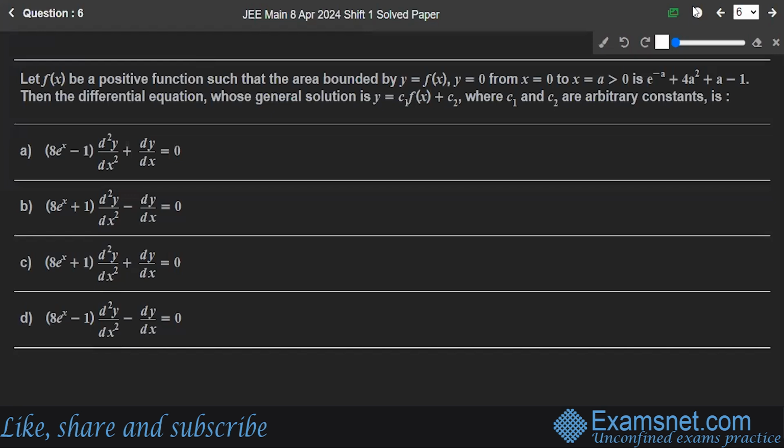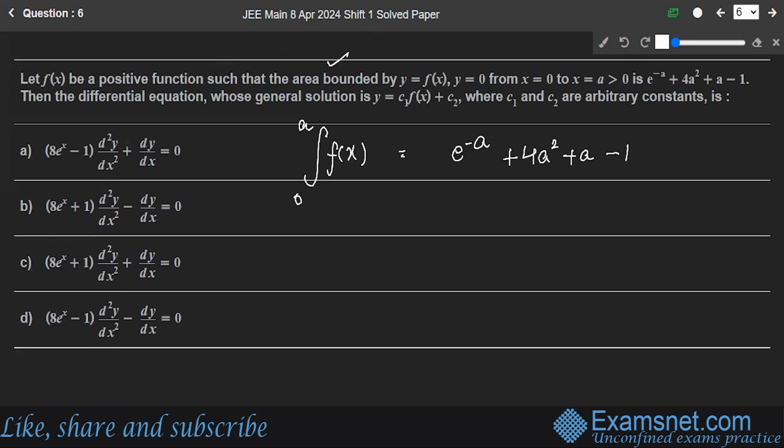Question number 6, let f(x) be a positive function such that the area bounded by y is equal to f(x), y is equal to 0, from x is equal to 0 to x is equal to a greater than 0, is given by this. Then the differential equation whose general solution is this, where C1 and C2 are arbitrary constants, is. So first thing, according to the question, you have the integral from 0 to a, because the area bounded by, so we are talking about the integral from 0 to a. This is equal to the given expression.